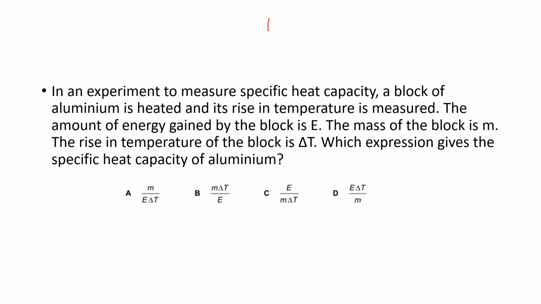We have the formula for energy. E is equal to M C delta T. Here energy is given, we have to find out the specific heat capacity of aluminum, that is C, we have to find out. Sorry, this is C we have to find out. So the answer will be E divided by M delta T. E divided by M delta T, this is C.